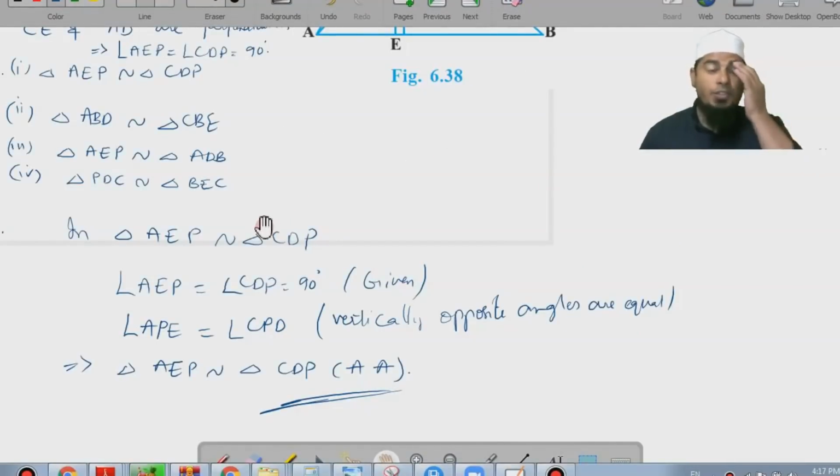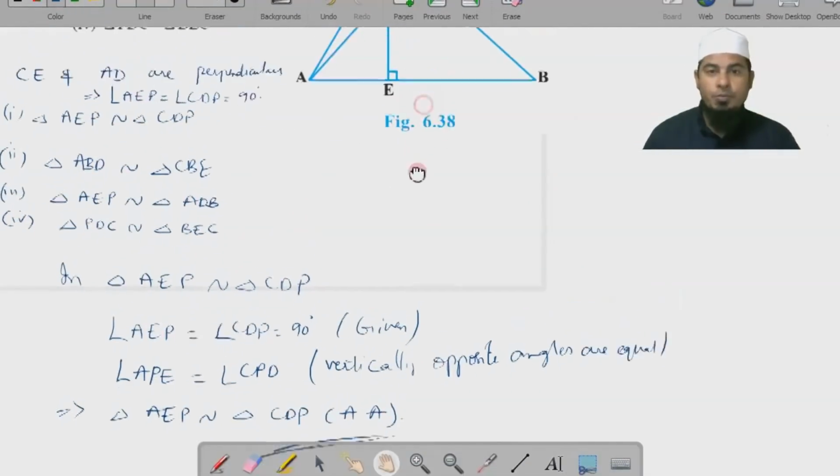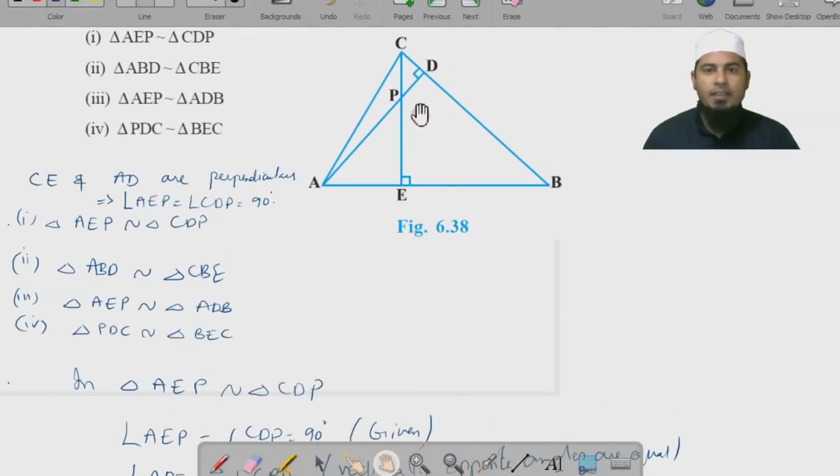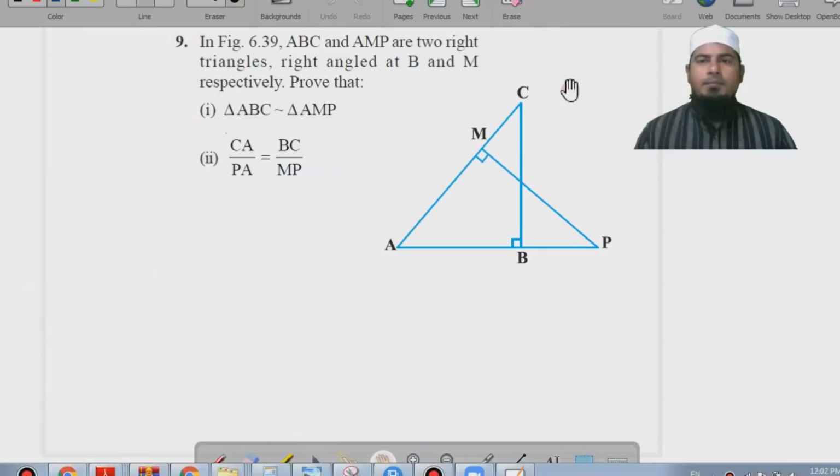See here the solution. As we got these two triangles to prove similar, what I discussed, everything is here. Angle AEP is equal to angle CDP, 90 degrees. Angle APE is equal to angle CPD, vertically opposite angles. Two angles in these two triangles are equal, so these two triangles are similar. Next, triangles with right angle at B and M respectively. Triangle ABC is similar to triangle AMP.